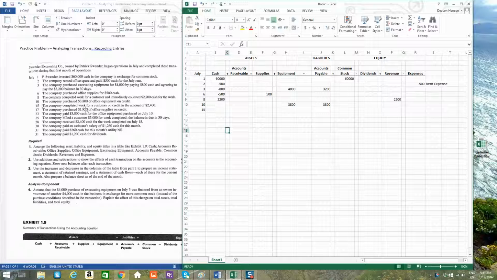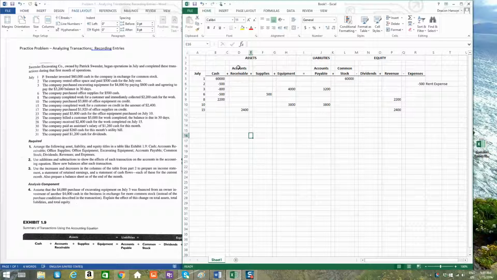the company completed work for a customer on credit in the amount of 2,400. So, on credit, that means that the customer did not pay us yet, but the company still earned revenue. Okay, so we will record revenue of 2,400. And to show that the company is owed money, its accounts receivable goes up.